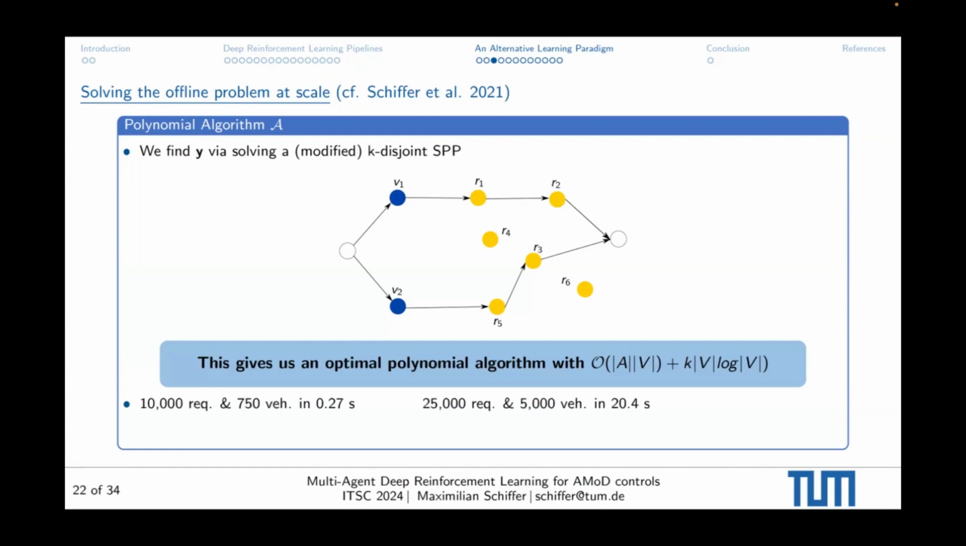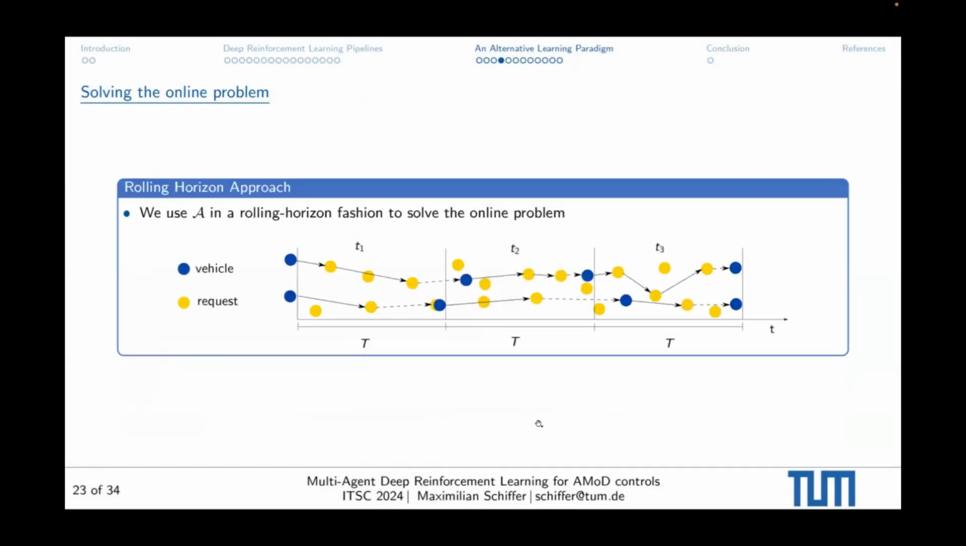So I can use that to even solve the offline problem. And if you ask me how fast can I solve the offline problem, I can give you an optimal solution to the offline problem for 10,000 requests, 750 vehicles in 0.2 seconds. I can also give you one for 25,000 requests and 5,000 vehicles in 20 seconds and so on and so on. And if you need to make that really fast, you can do some sparsification on your graph and you will be able to solve even this one in a second or something like that.